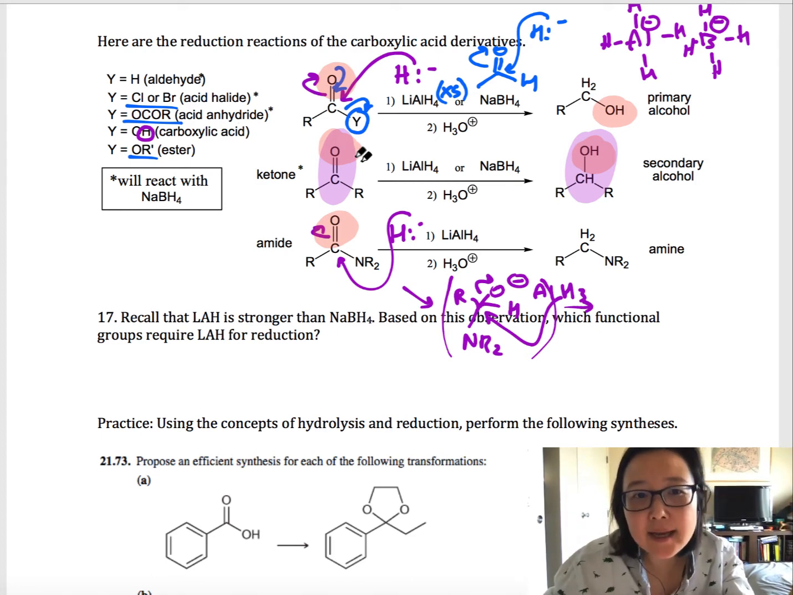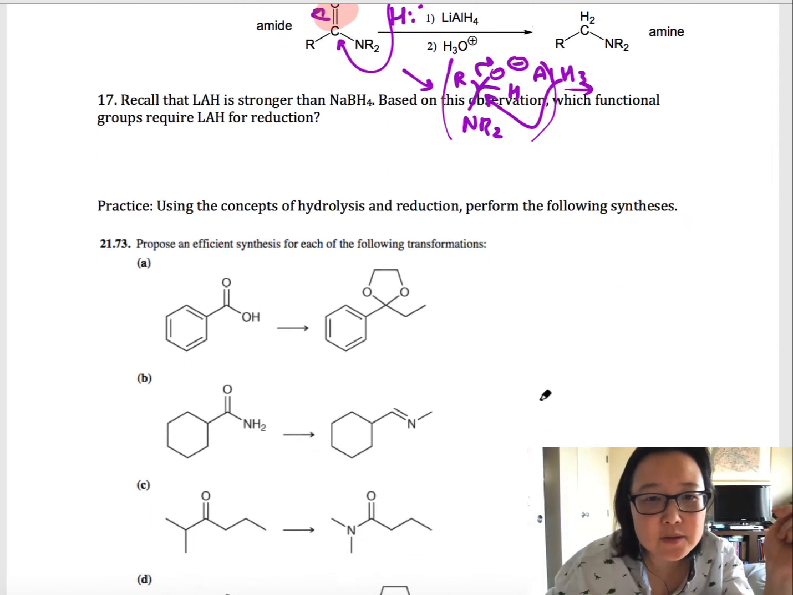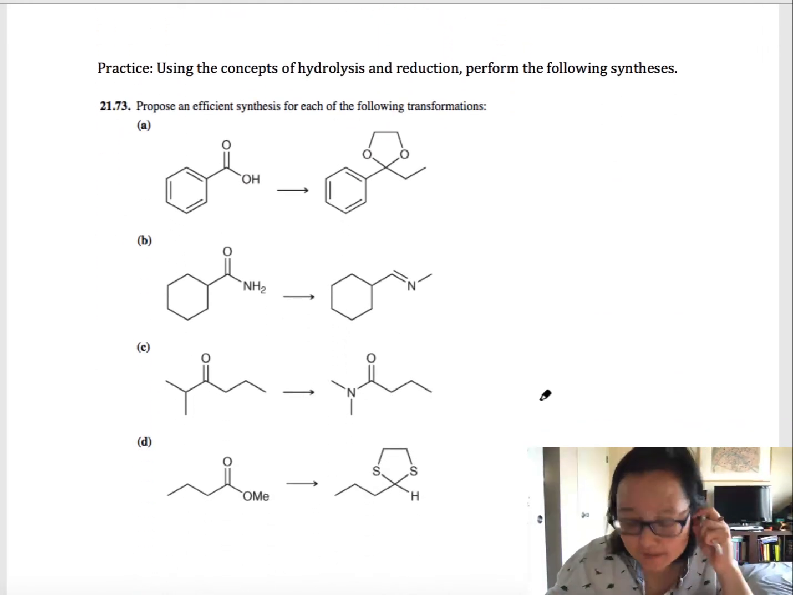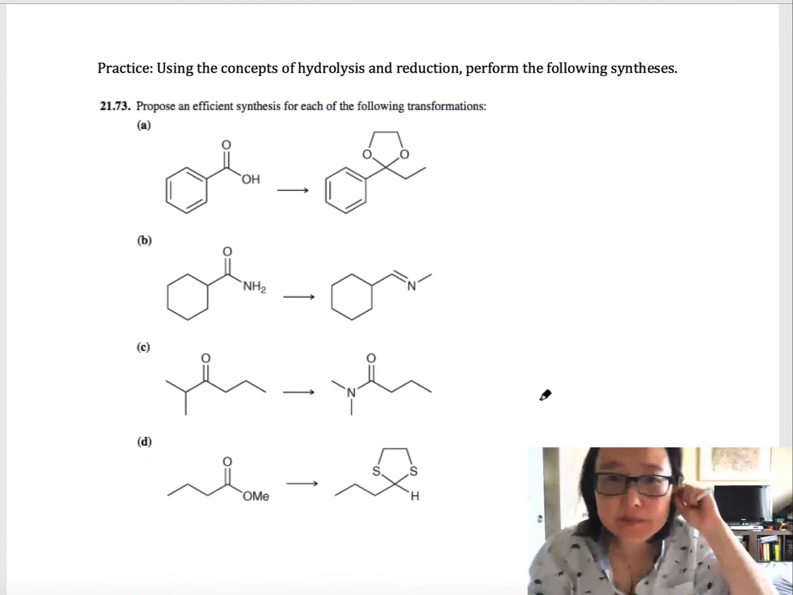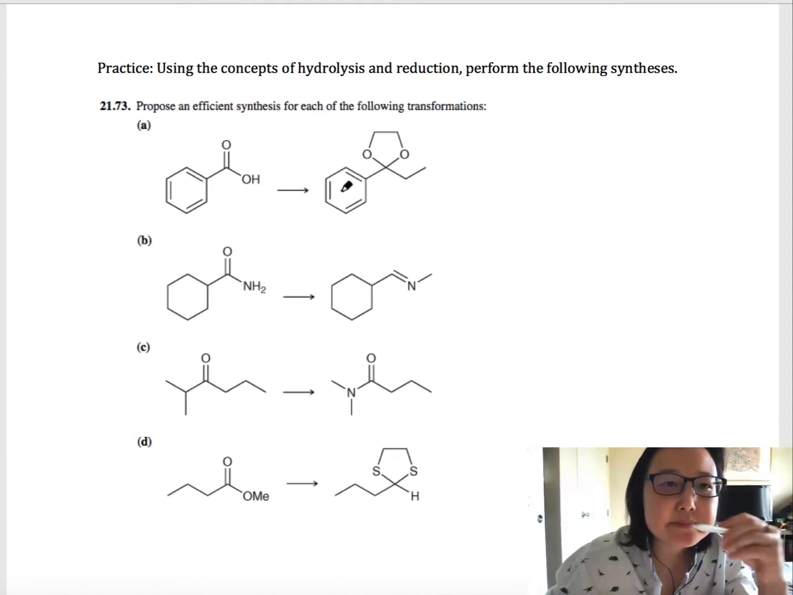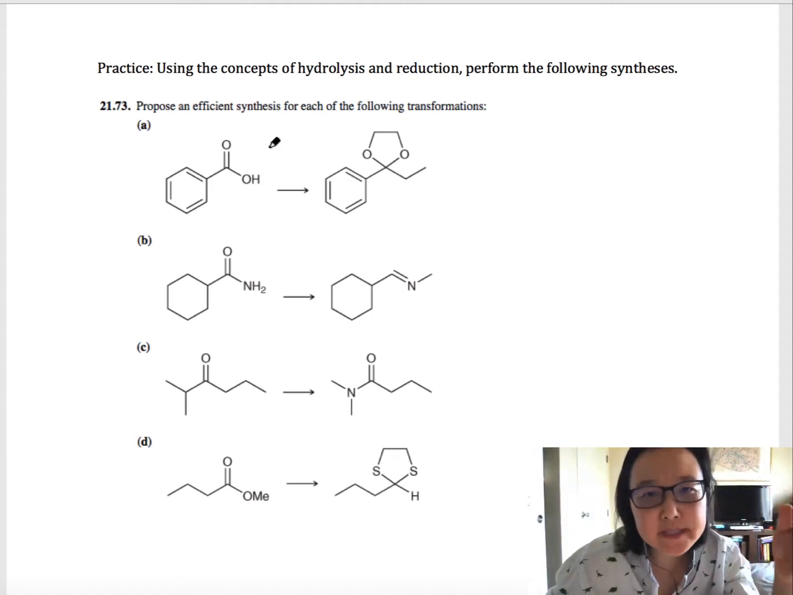The rest, ketones, aldehydes, acid halides, and acid anhydrides can react with just NaBH4. Okay, and if you're not sure, you might as well just use LAH then, but just be aware sometimes NaBH4 is used. As a chemist, I'd rather use NaBH4 myself too.